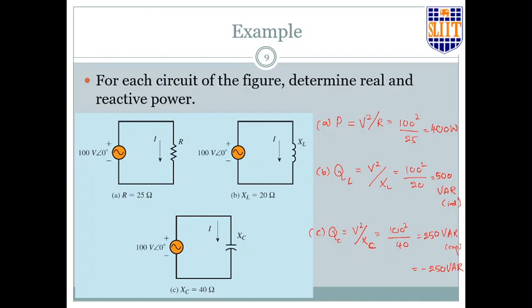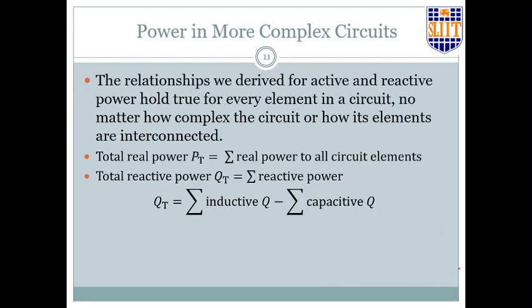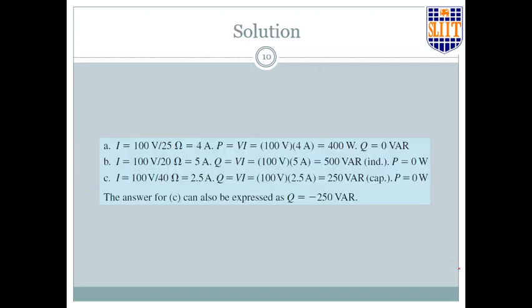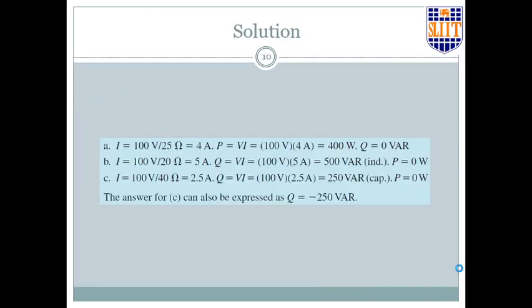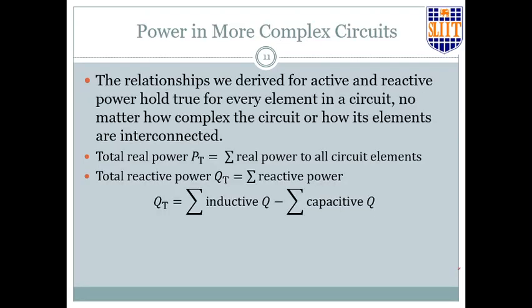We don't have any Q value for the first case, right? Okay, now that is for a single component. So we had a resistor, we had a capacitor, and we had an inductor separately, or individual. But in a general circuit, you may have combinations of components, series, parallel, whatever it is.